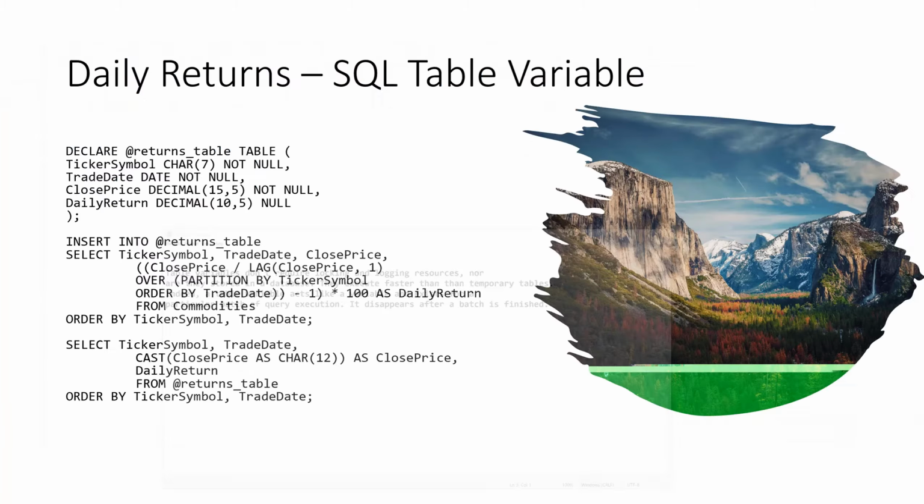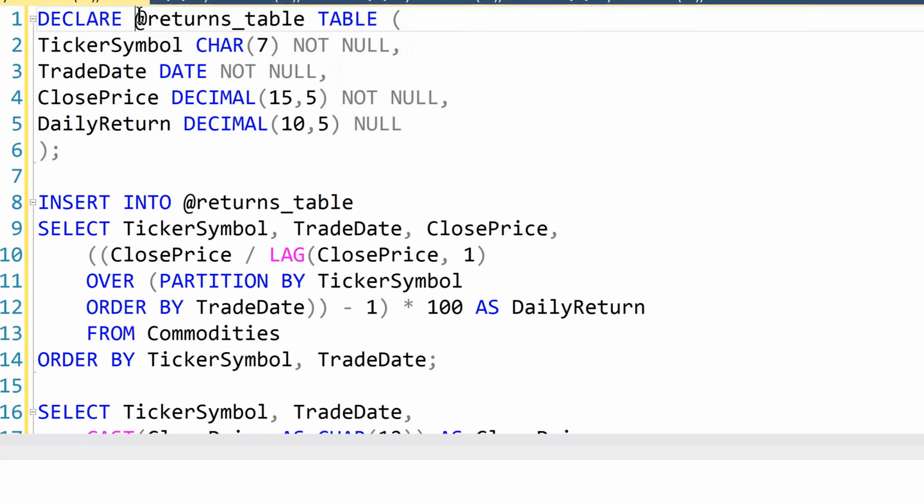So here is the daily returns that we just calculated previously, but we're putting it into an SQL table variable. Let's look at that query then in SQL Server. There are 3 parts to this query. The first part is where we define the table variable. So we declared a table variable, and the name of that is @returns_table. We have 4 columns: ticker symbol, trade date, closing price, and the daily return.